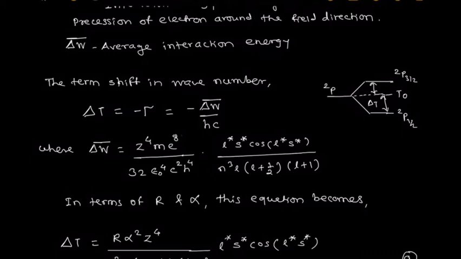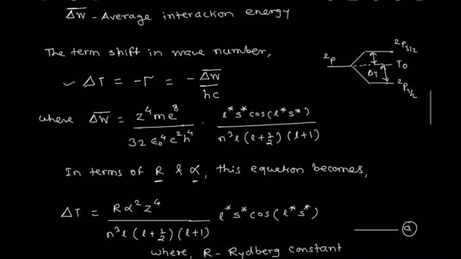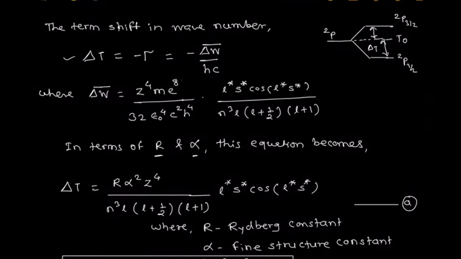This total term we express in terms of other constants, that is R, the Rydberg constant, and the other is the fine structure constant alpha. The equation we directly write in terms of R and alpha, that is the term shift in wave number delta T is equal to R alpha square Z raised to 4 divided by n cube L into bracket L plus half into L plus 1 into L star S star cos L star S star.